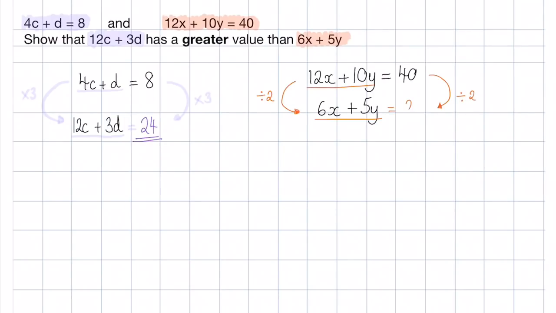40 divided by 2 is 20. So on this side I'm dealing with 20. And it's saying show that my purple bit now, because I've changed the colours, brought it to a whole new level, has greater value than the orange bit. So is the purple bit greater than the orange bit? Yes, it is. 24 is indeed greater than 20.